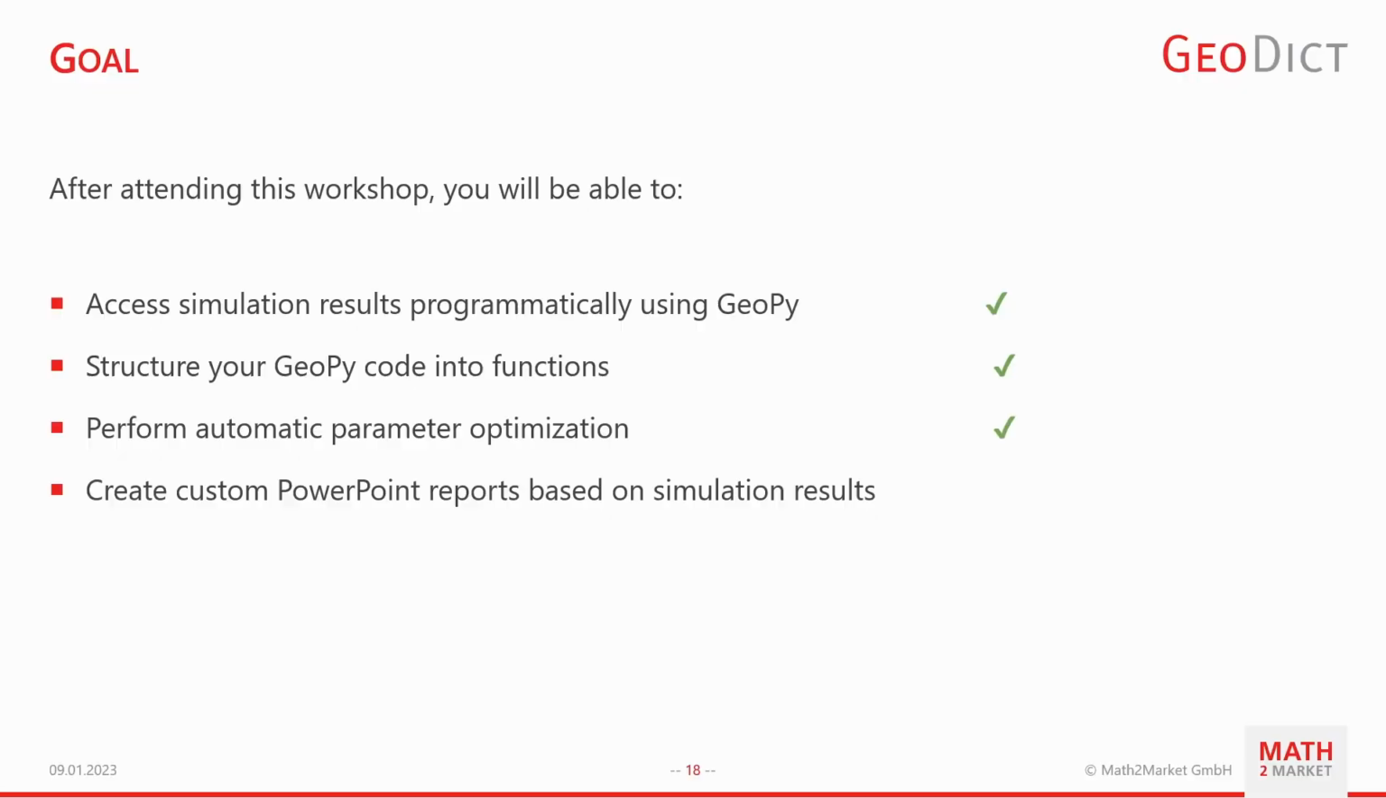So this concludes the second part of our GeoPy Advanced workshop. You have learned how you perform parameter optimizations, included different imaging styles, started a SciPy optimization routine, and recorded a GeoDict macro to visualize the digital material. In the third part, we're going to be talking about how you can create custom PowerPoint reports from your simulation results.